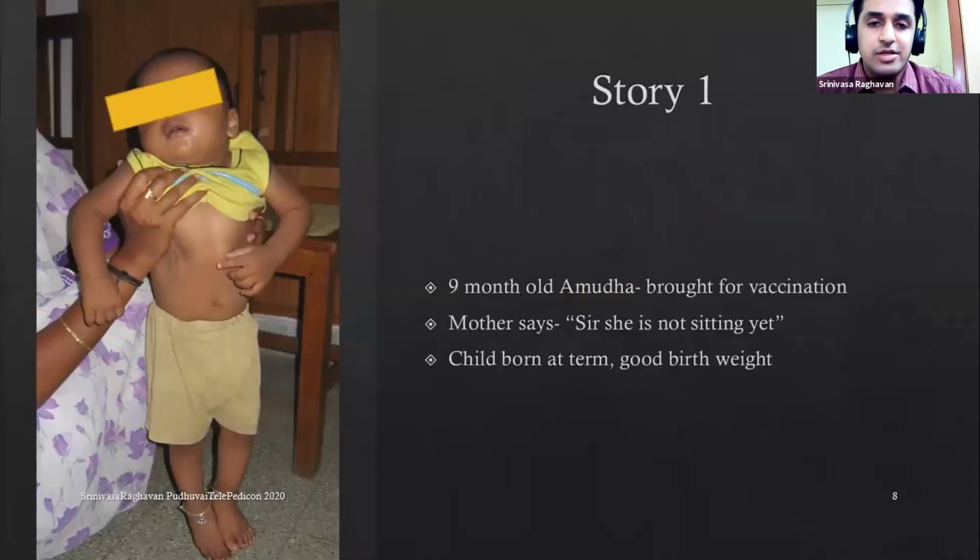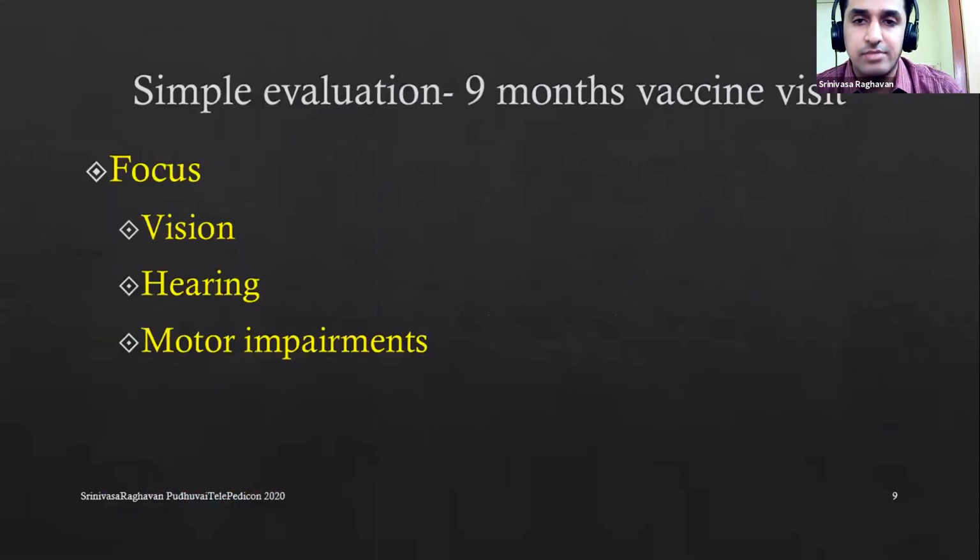The first story, this is the story of 9-month-old Amuda who's brought for vaccination. Mother says, sir, innum kolanda ukkarave matengra. This child is born at term and she was of good birth weight and there are no abnormalities in the neonatal period. The simple evaluation that can be done during the 9 months vaccine visit must be focused on. This is the first well child visit. The focus of first well child visit would be picking up vision abnormalities, hearing abnormalities and motor impairments.